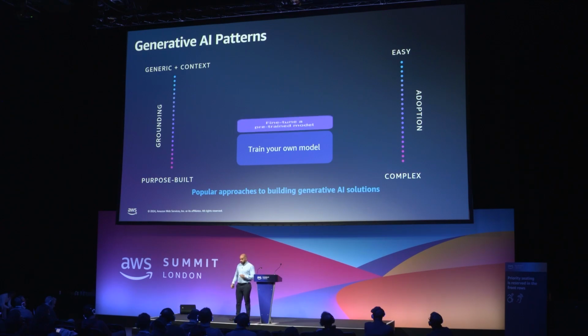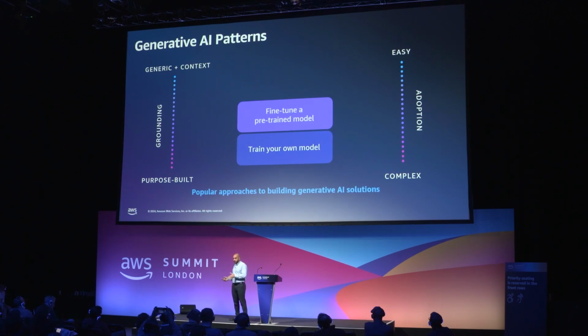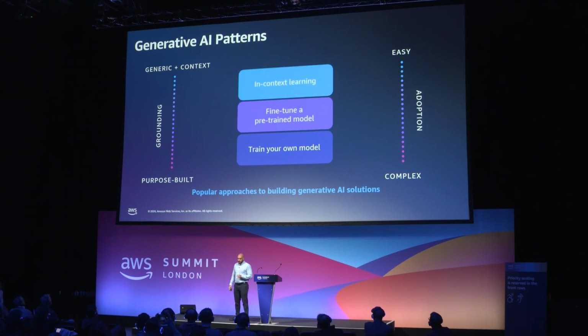Another approach is to take a pre-trained model and fine-tune it with your data set. So the model already exists, but you're using your specific data set to tweak it or tailor it to your specific use case. The third way, which is the easiest to adopt, is to use in-context learning.